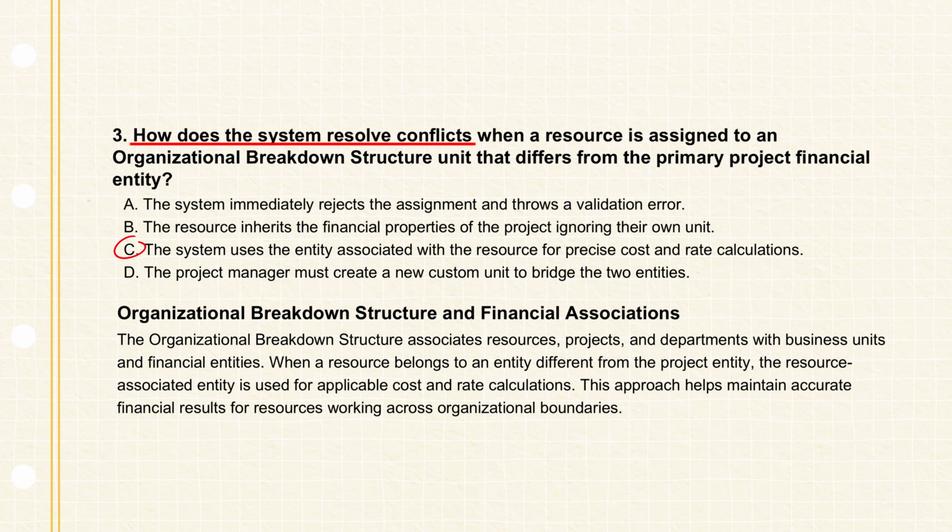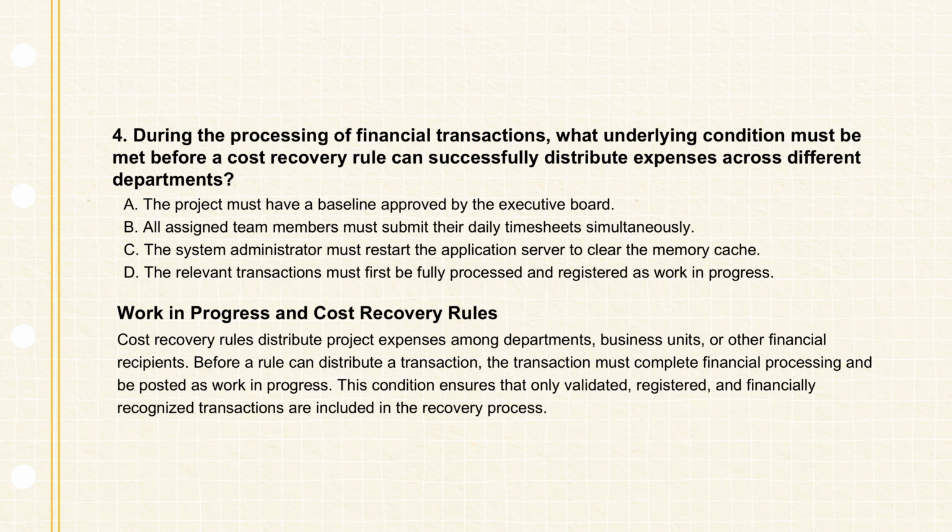That establishes the cost, but there is still the matter of how the system actually moves that cost around the organization. Question 4. During the processing of financial transactions, what underlying condition must be met before a cost recovery rule can successfully distribute expenses across different departments? The correct answer is cost recovery rules operate on transactions that have already completed financial processing and have been posted as work in progress.